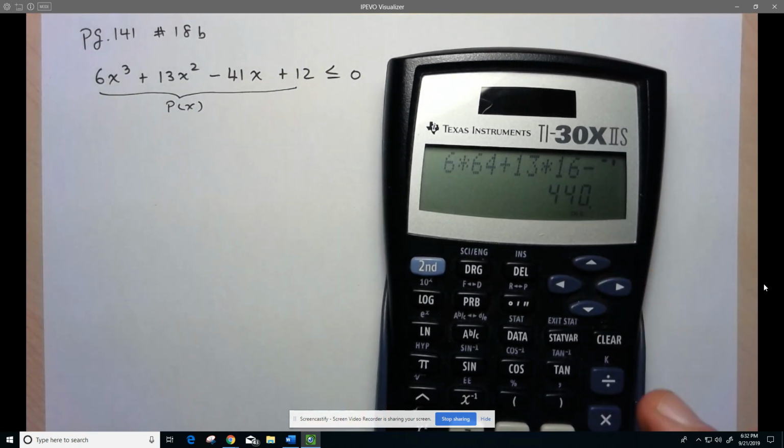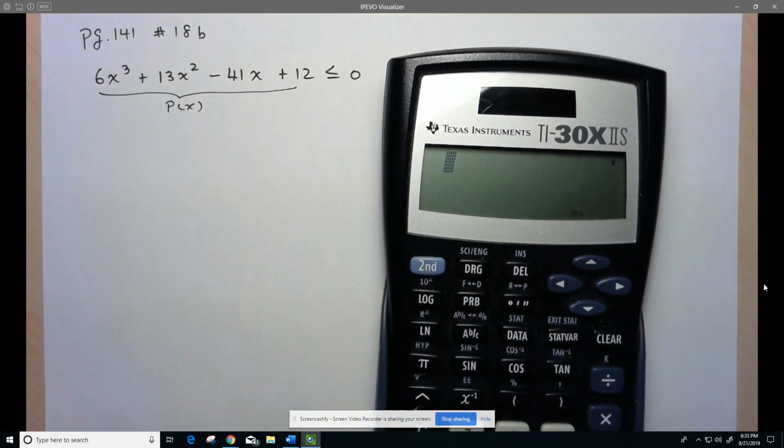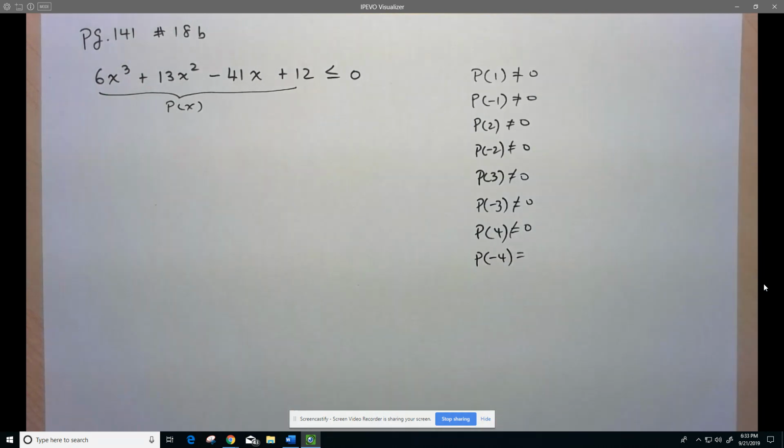Okay, so here, what do we have? We have 6 times 4 cubed. I guess that's 64. And here already, I just realized I made a mistake. I forgot to keep track of the sign. So maybe it would be better to actually put it in brackets. So let's keep track of the sign. -6 times 64, plus 13 times 4 squared, which is 16. This is going to end up being plus 41 times 4, plus 12. And oh, lo and behold, we finally get a 0. So this one certainly took a while.